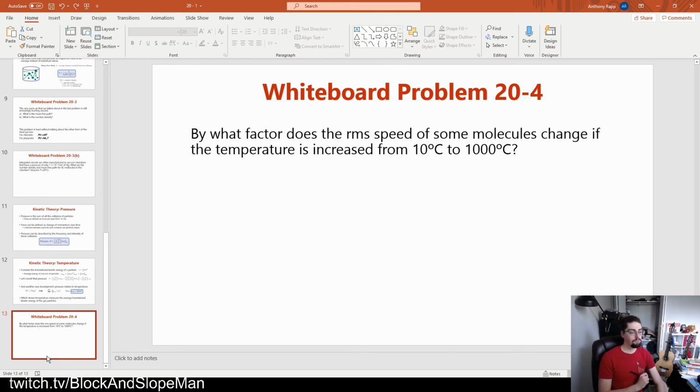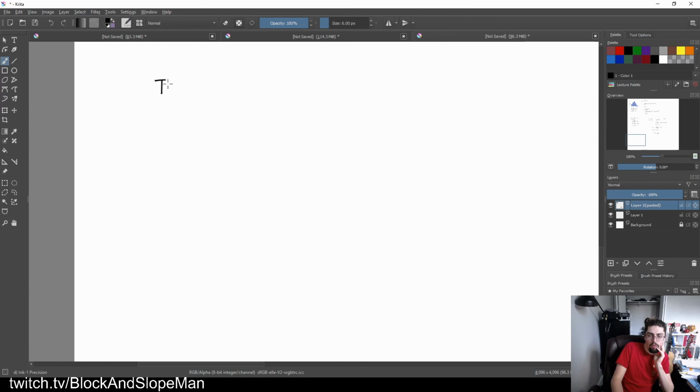So, let's use this. This is kind of a short problem, actually. But I want you to find what factor the RMS speed of some random molecules increases if I start from 10 degrees Celsius and I heat them up until they're at 1,000 degrees Celsius. What factor does that RMS speed change? One thing that might make this a little bit easier, I'm going to call the first VRMS V1 and the second one V2. Let's remember that it's VRMS.